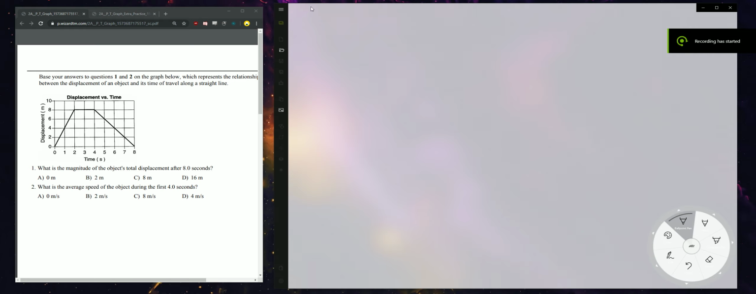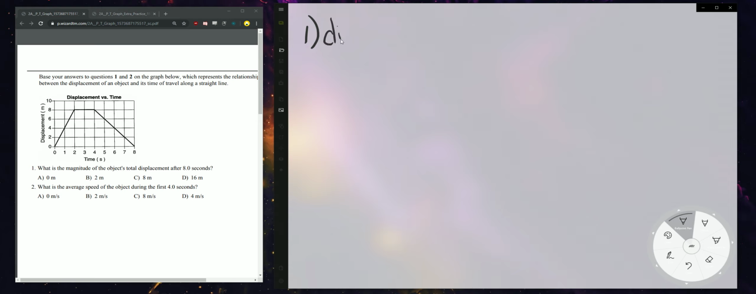Alright, so this video is going to be on the PT Graph CASTLE Learning assignments. I'm not going to be going over the PT Graph worksheet that I gave out, the random one. I'm just going to go over the two that are on CASTLE Learning. So the first question is, what is the magnitude of the object's total displacement after 8 seconds?